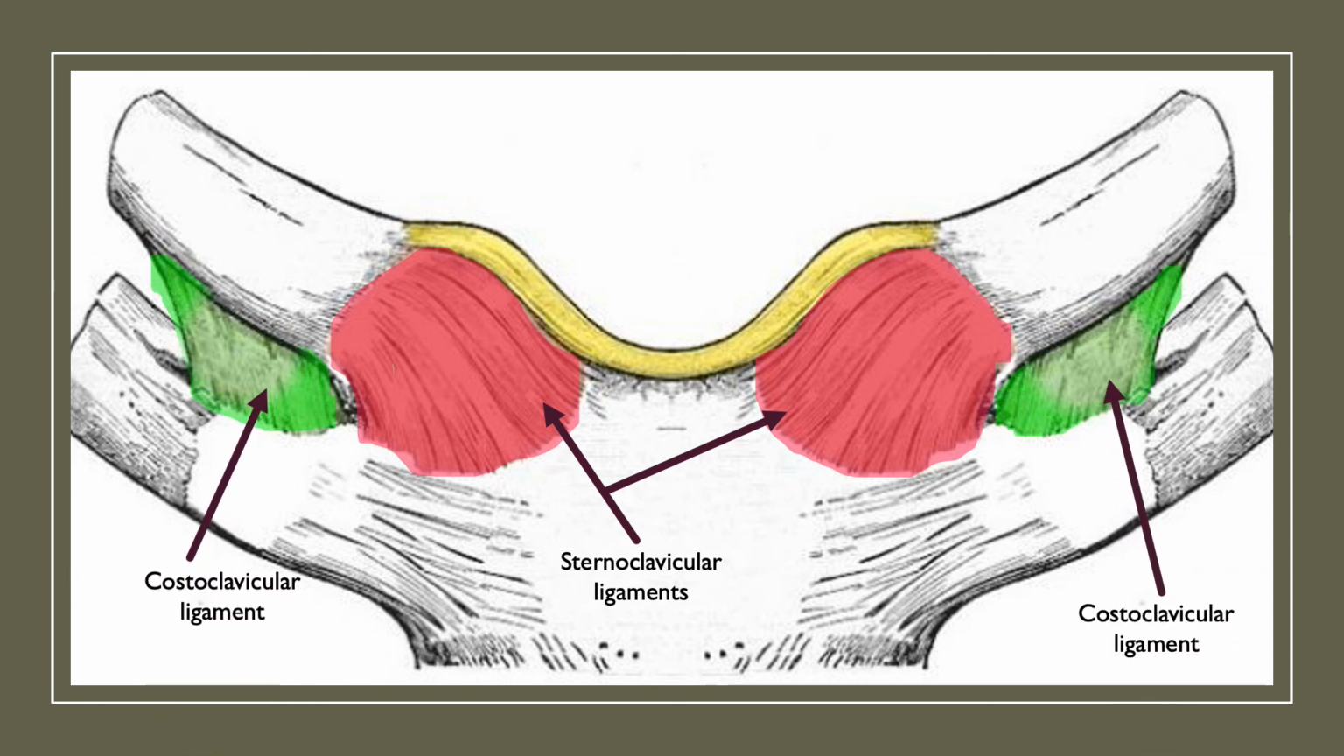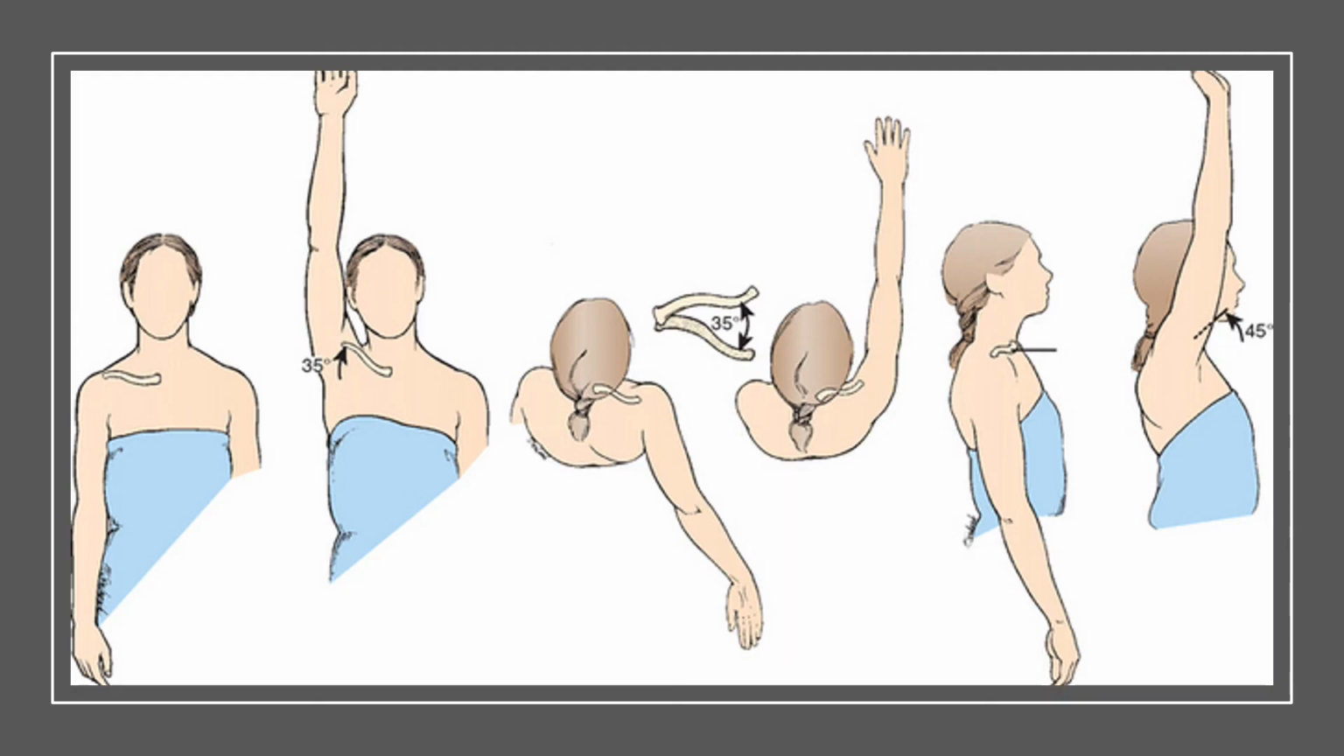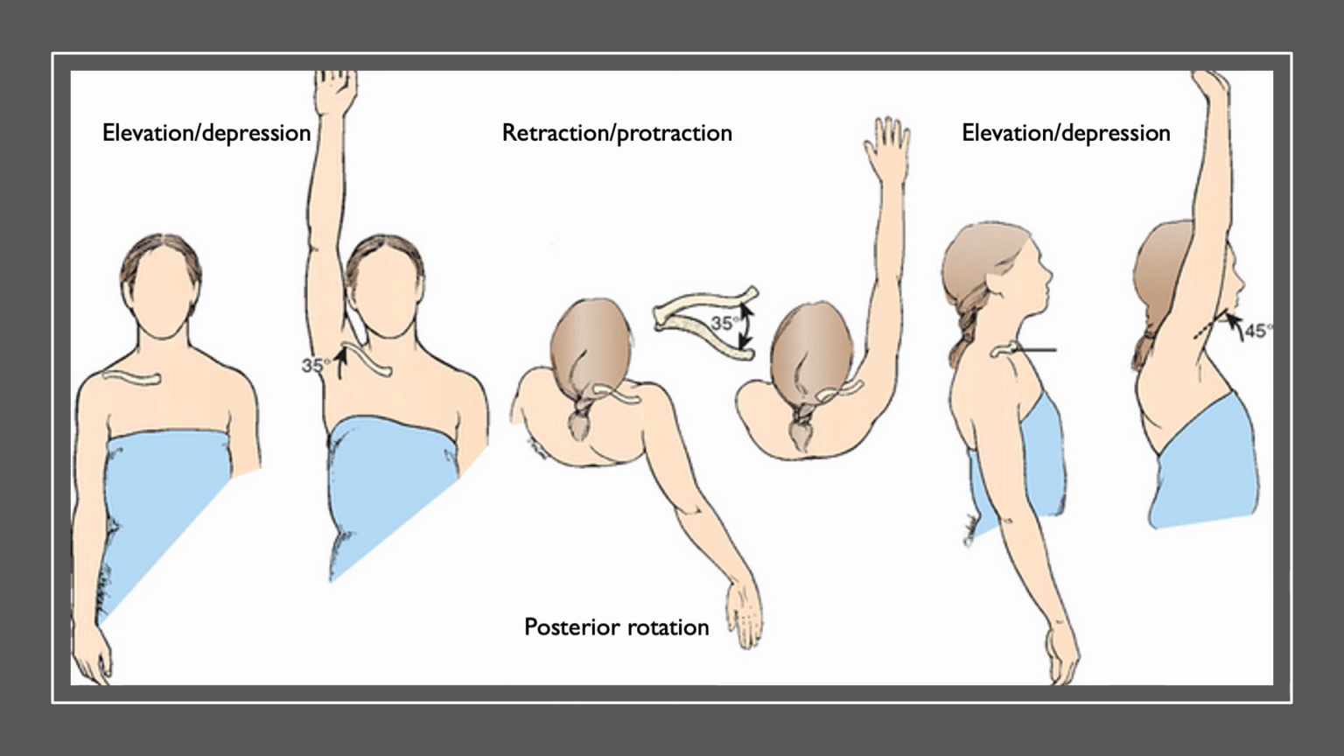The costoclavicular ligaments act as a main stabilizing force for the joint, resisting elevation of the pectoral girdle. The interclavicular ligament reinforces the joint capsule superiorly. Movements of the SC joint include elevation and depression, retraction and protraction, and posterior rotation.